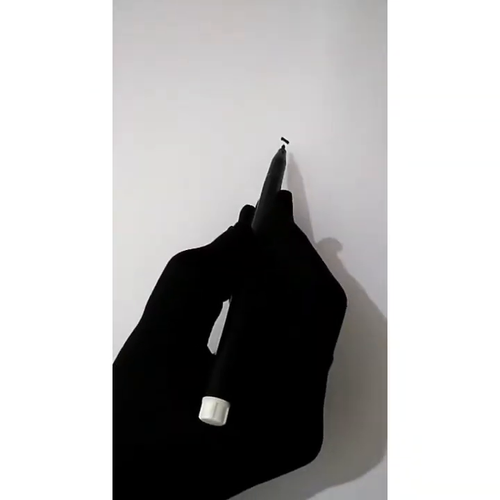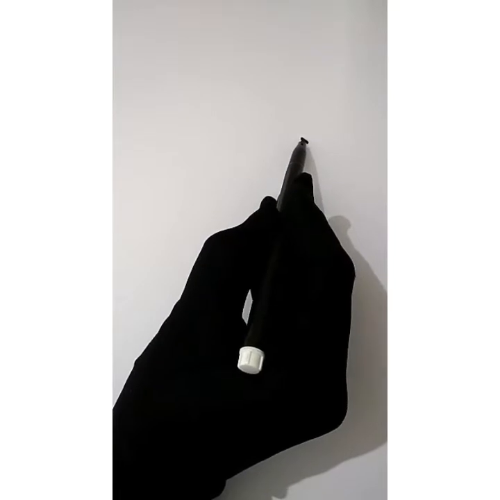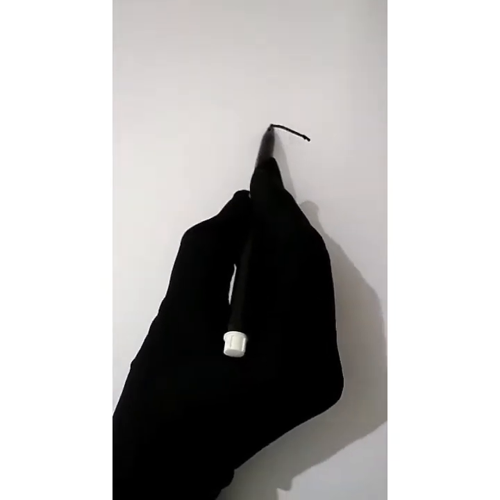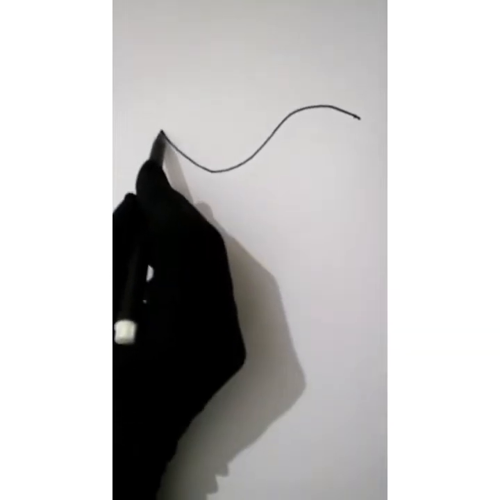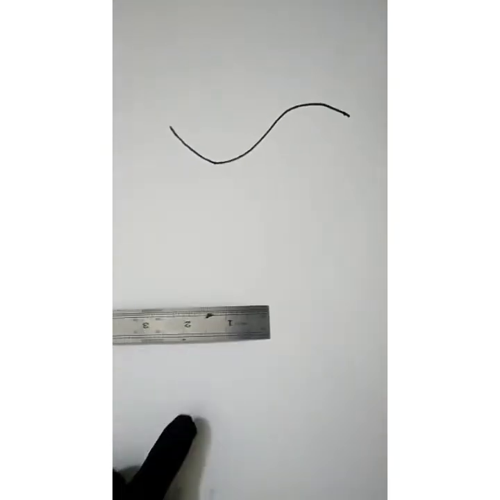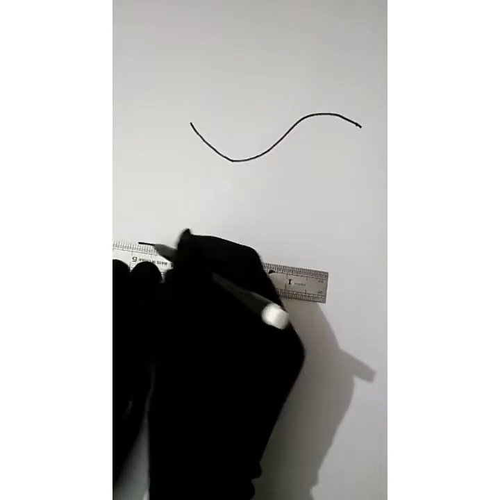We draw a curved line with the help of the pencil like this. And you can draw the straight line with the help of a scale like this.